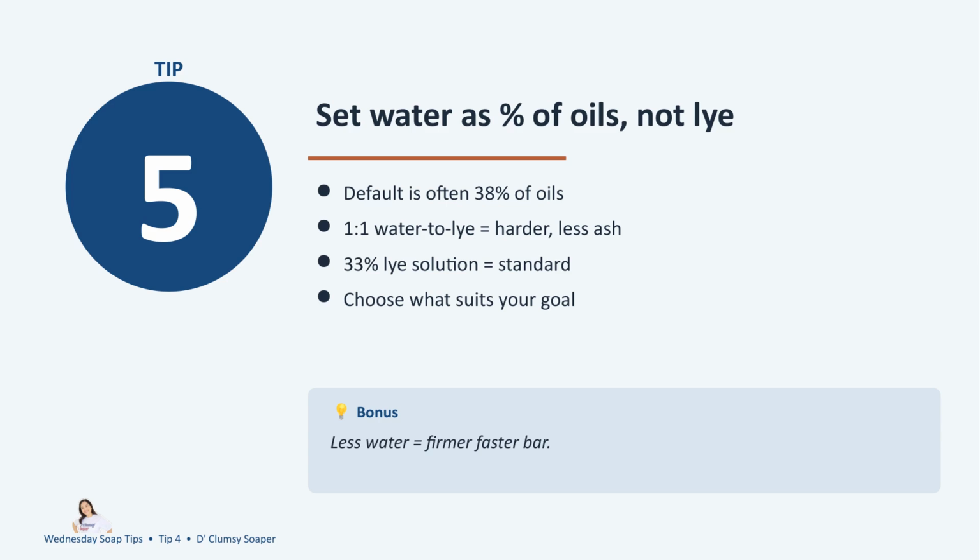Think of water like the throttle on how fast your bar cures and hardens. Less water means a firmer bar sooner, but it also means a faster-moving batter that can be tricky to work with. Match your water level to your goal, not just the default.